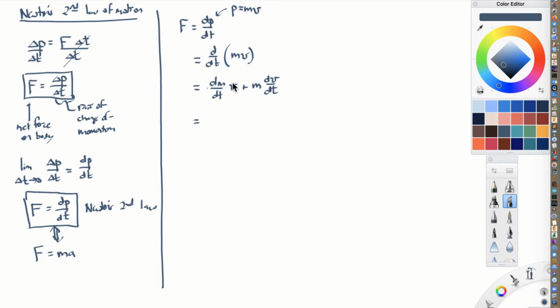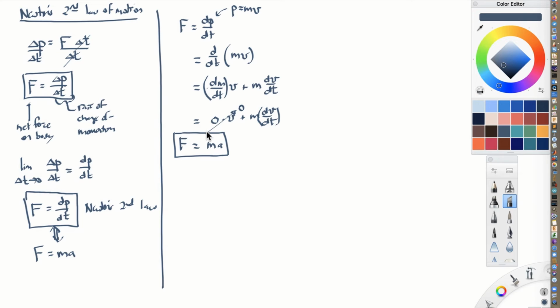And now what we can do is realize that in most situations, the mass of the object is not time dependent. So dm/dt, in many cases, goes to 0. And then we have mass times dv/dt. This term goes away because 0 times anything is 0. This term right here, dv/dt, we can write as the acceleration. So we see right away, we get F equals ma.